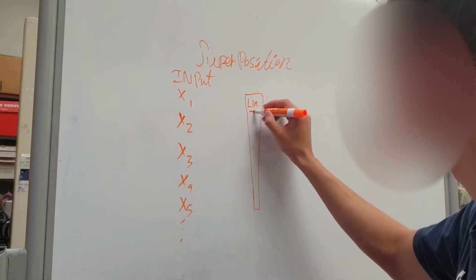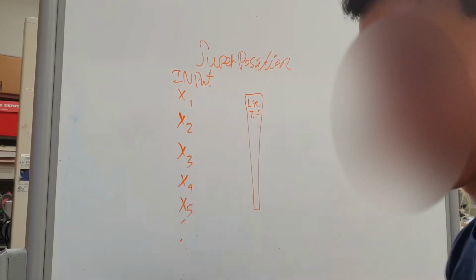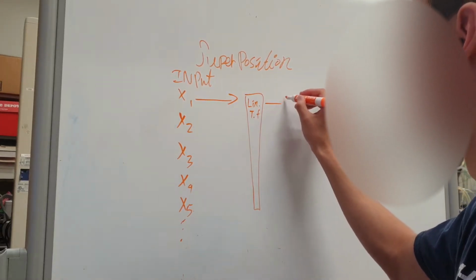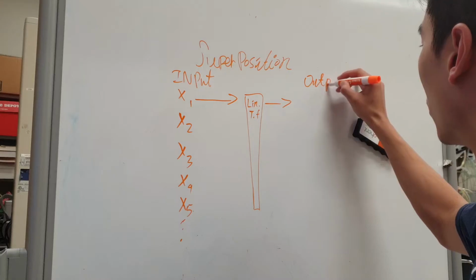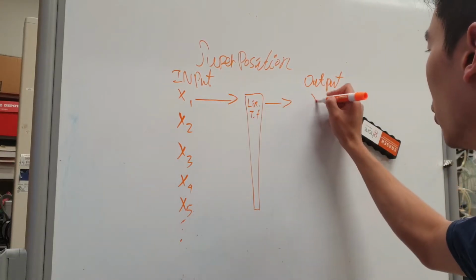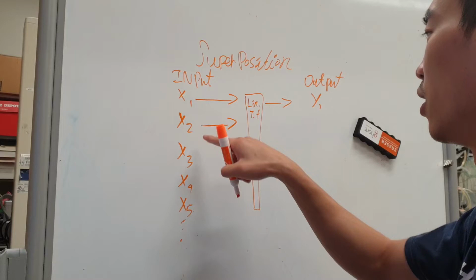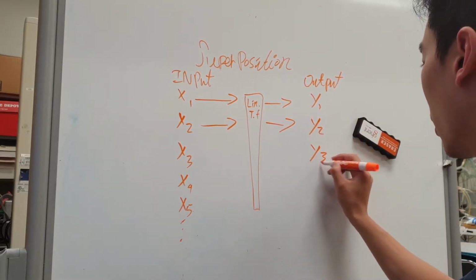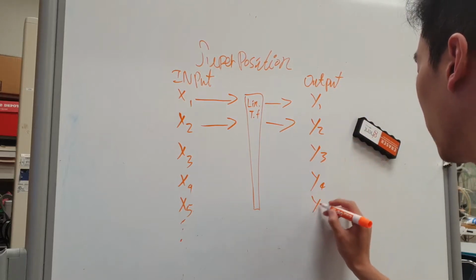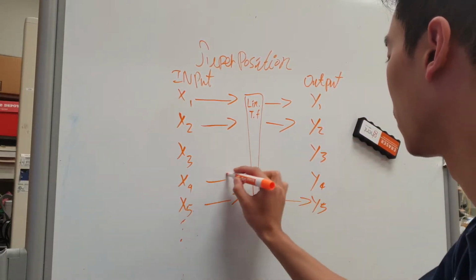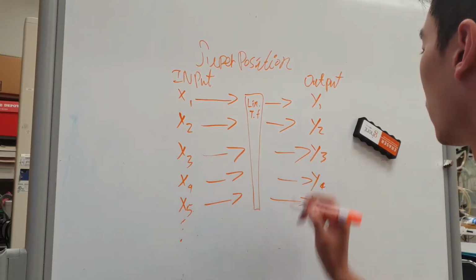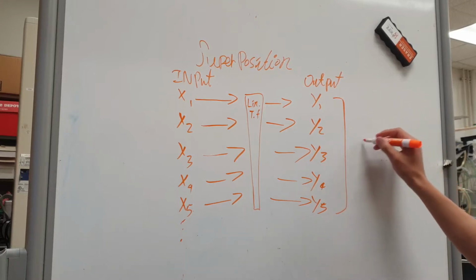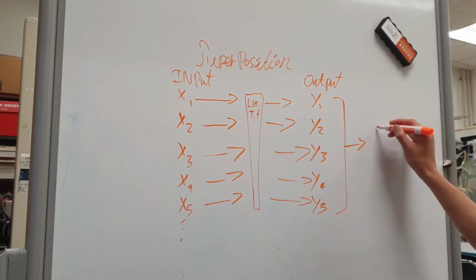So, a linear transfer function. And when they go through, we'll have some output corresponding to each input. After x2 goes in through the linear function, we'll have y2, y3, y4, y5. And we can combine all these outputs together into one output.